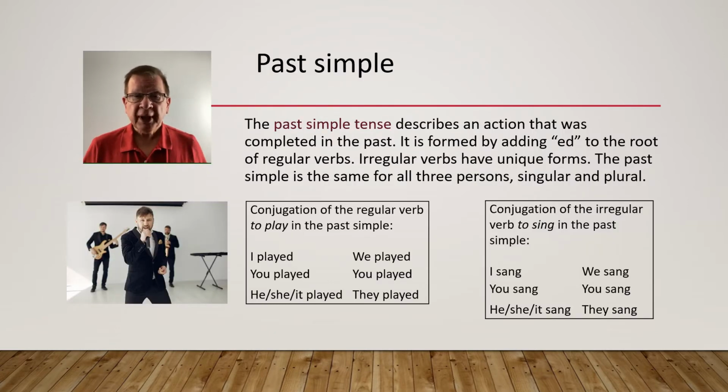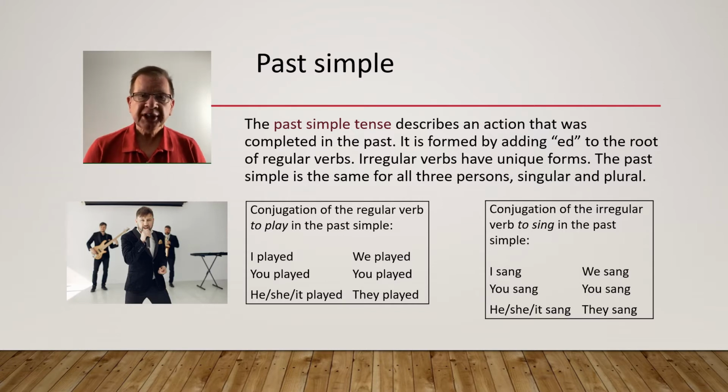First, let's look at the past simple. This tense describes an action that was completed in the past. It is formed by adding ed to the root of regular verbs. Irregular verbs have unique forms. The past simple is the same for all three persons, singular and plural.